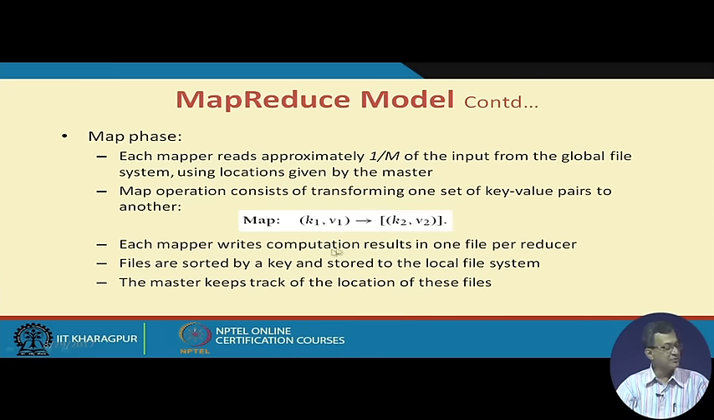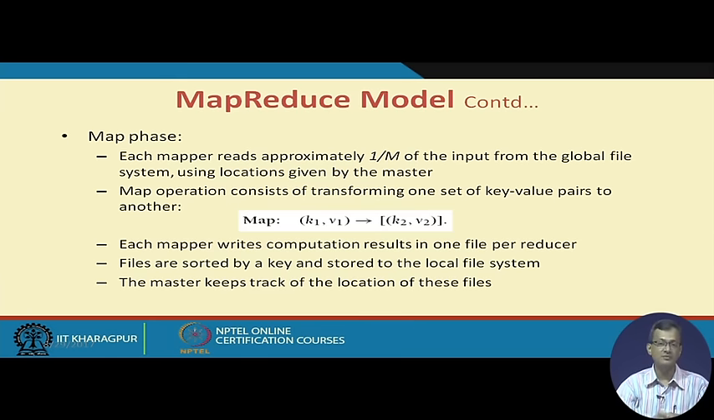Each mapper writes its computational results to one file per reducer. So, typically if there are R reducers, it prepares results for one file per reducer. If there is one reducer, it creates one file for that reducer. Files are sorted by key and stored in a local file system, right. So, that is the local file system where the output of the mapper is stored. The master keeps track of the location of these files.